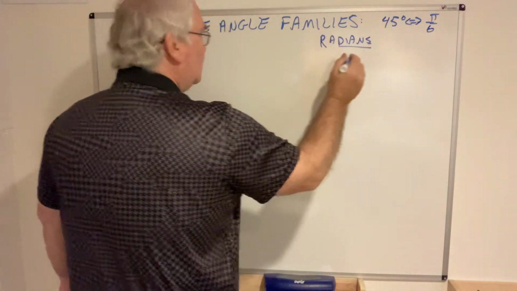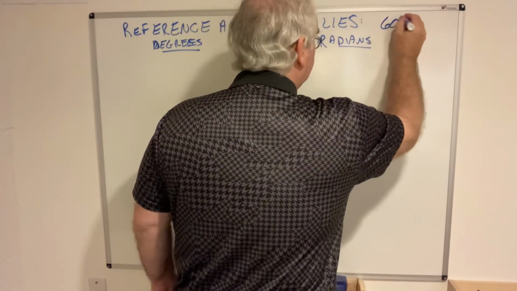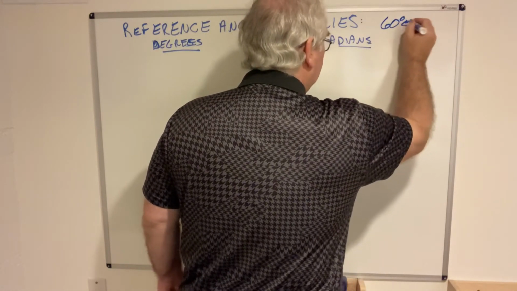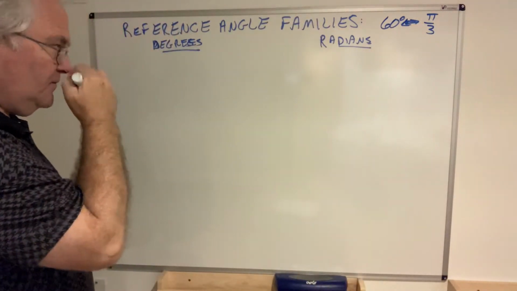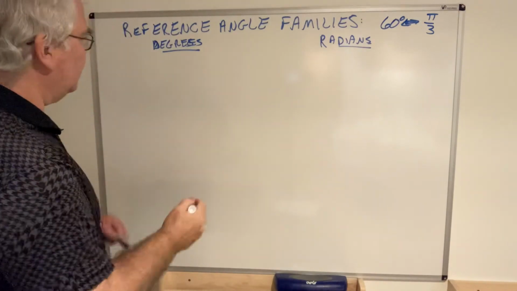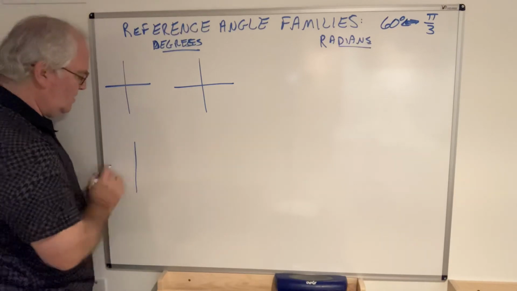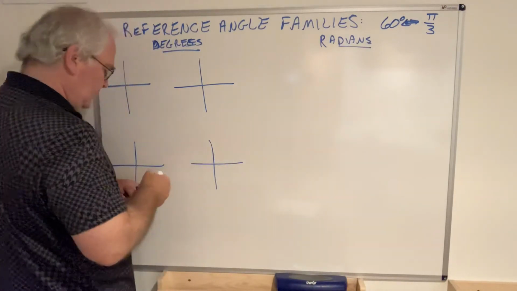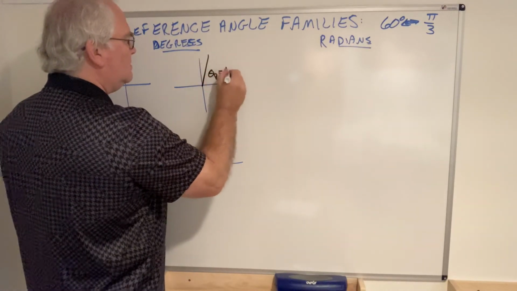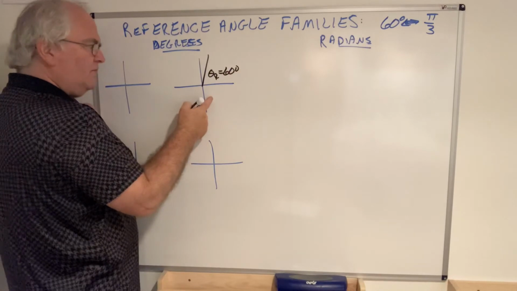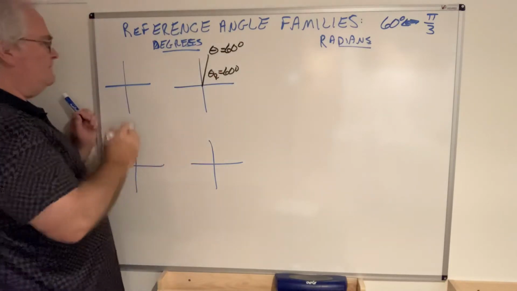60 degrees. So here we're going to use 60 degrees. And 60 degrees corresponds to pi over 3. That's 180 divided by 3. And so let's do degrees first this time. Quadrant 1, 2, 3, 4. Reference angle is 60. In quadrant 1, theta reference is theta, so theta is 60 degrees. There's nothing much to do.